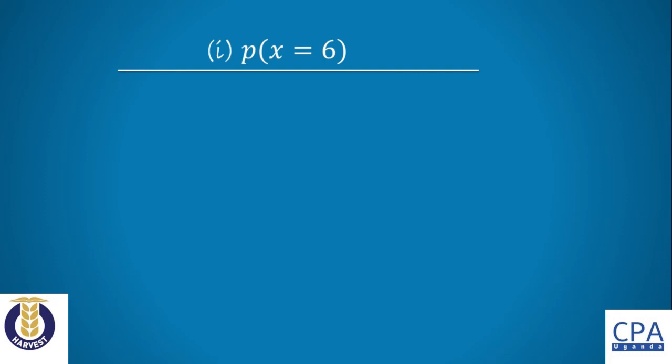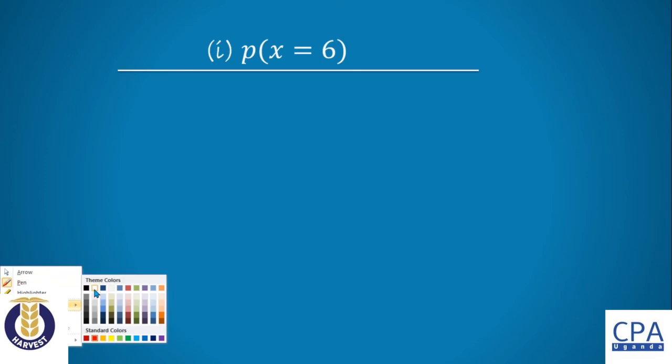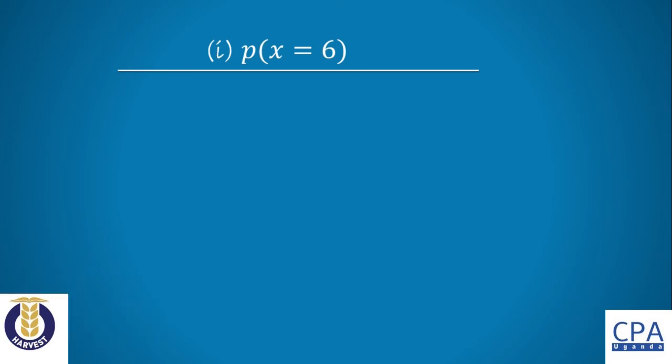So as I've mentioned, if you're required to compute the probability that the normal random variable is equal to 6 hours, you need to convert the 6 hours into an appropriate z-score.